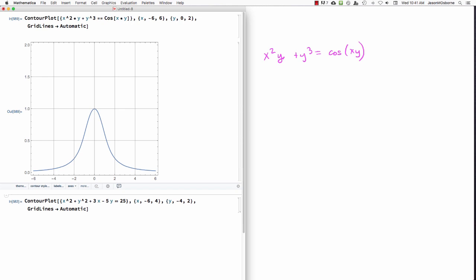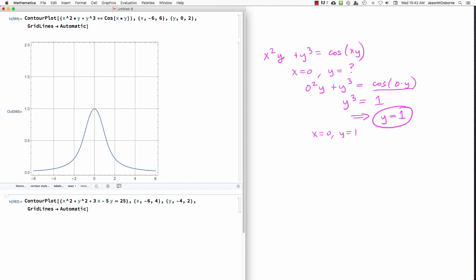Alright, so let's take a look at this. What happens when x is equal to 0? Could you find a y value? Well, when x is equal to 0, you get 0 squared times y plus y cubed is equal to the cosine of 0 times y. So we're going to try to figure out what equation we have to solve. y cubed will equal the cosine of 0, which is 1, which implies that y had to be positive 1. So when x is equal to 0, y is equal to 1.